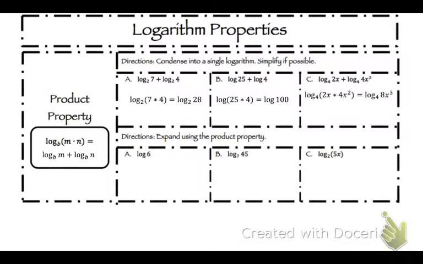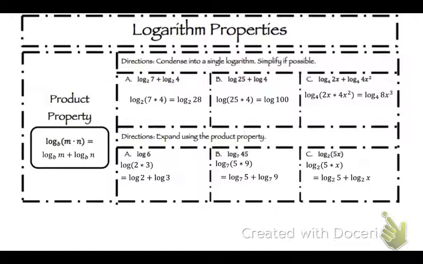Okay, now if we're expanding these, I know that 6 is the same thing as 2 times 3. So that's log of 2 times 3, which is log of 2 plus log of 3. Okay, I know that 45 is the same as 5 times 9. So that's going to be log base 7 of 5 plus log base 7 of 9. Okay, we have log base 2 of 5 times x. That's going to be log base 2 of 5 plus log base 2 of x. Multiplication goes with addition.